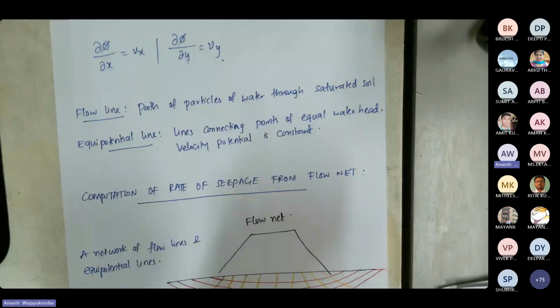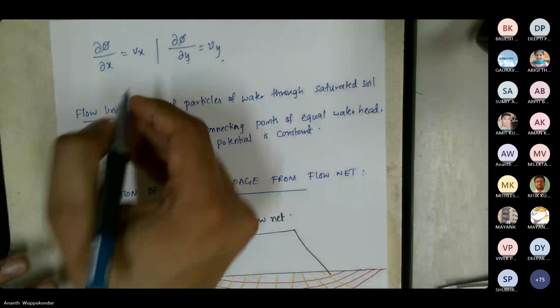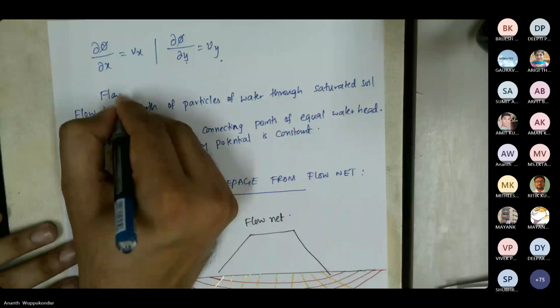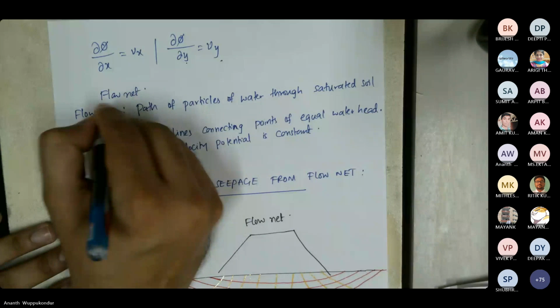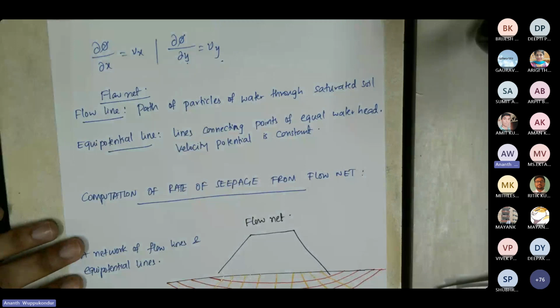Now, to analyze the flow through the seepage, or to analyze the seepage through earthen dams, we are going to make use of a flow net. So the flow net is formed with flow lines and equipotential lines. Flow lines represent the path of particles of water through the saturated soil.